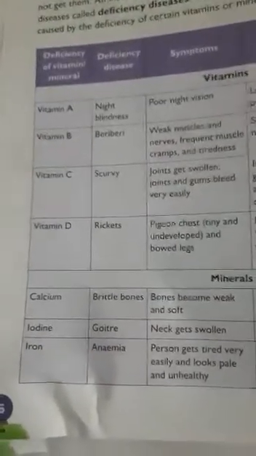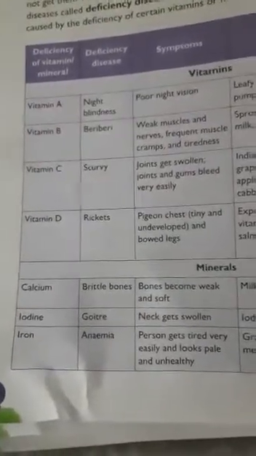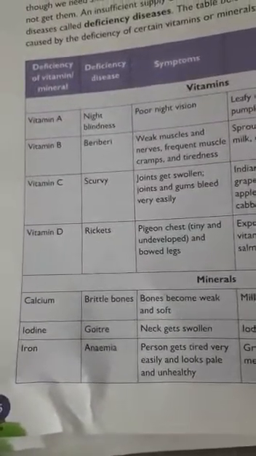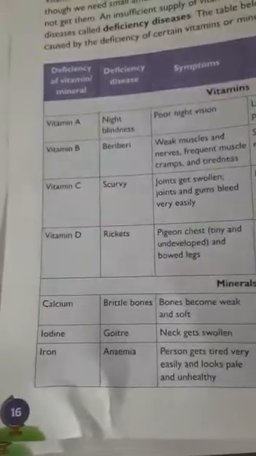Here are the types of vitamins given: vitamin A, vitamin B, vitamin C, and vitamin D. And here are three minerals given, and the diseases which are caused because of shortage of these particular vitamins and minerals. We will see in detail.